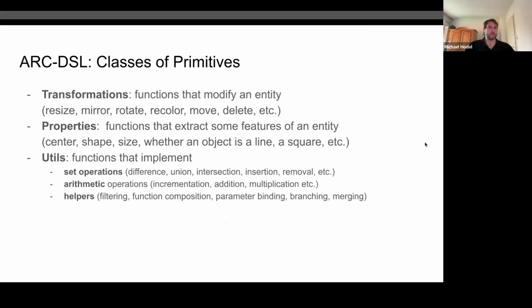Yeah, if you try to classify these 160 primitives, about a third or so are transformation functions, the obvious ones. You can transform some object or some grid. Another third, I'd say, are properties. So give me the height of a grid or the number of pixels in an object. And then there's a whole lot of utilities. So the DSL is not very homogeneous, so to speak.